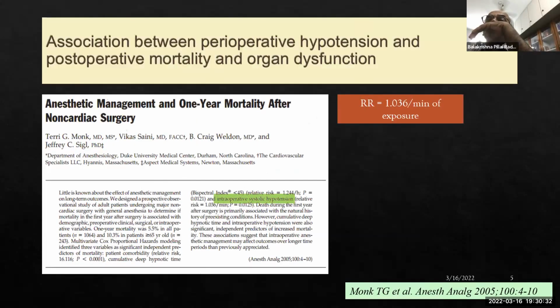Monk and colleagues were some of the first authors to actually demonstrate an association between perioperative hypertension and postoperative mortality. This, of course, was intraoperative systolic hypotension that they were talking about, which was defined as a decline in systolic blood pressure below 80 millimeters of mercury, but the signals of harm in their study with respect to one-year mortality was extremely palpable, with a relative risk of 1.036 per minute of exposure.